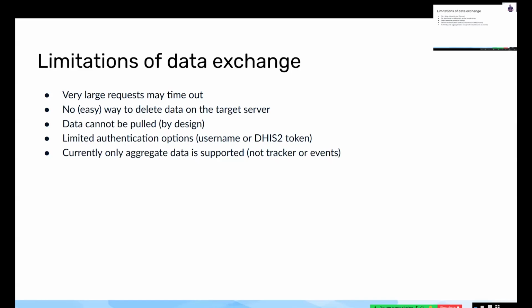There are limited authentication options right now: only username and password, and the DHIS2 token is supported. Hopefully that will be expanded, but that is a definite limitation. This token expires after a certain amount of time. Using usernames and passwords is maybe not super secure, so that can also be a limitation. And again, currently only aggregate is supported, so you can't push events, you can't push tracker data.